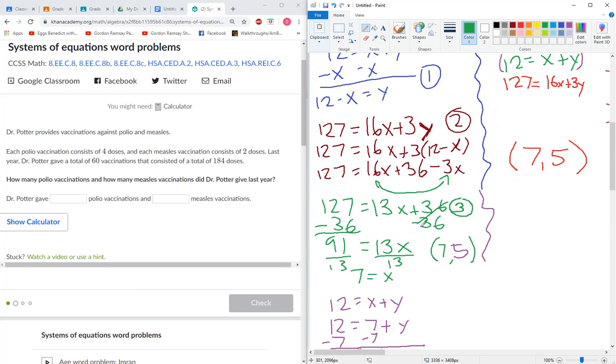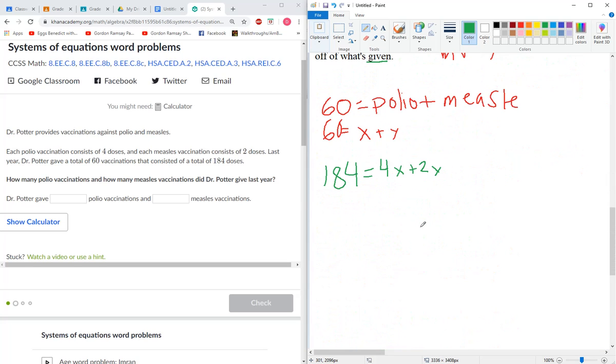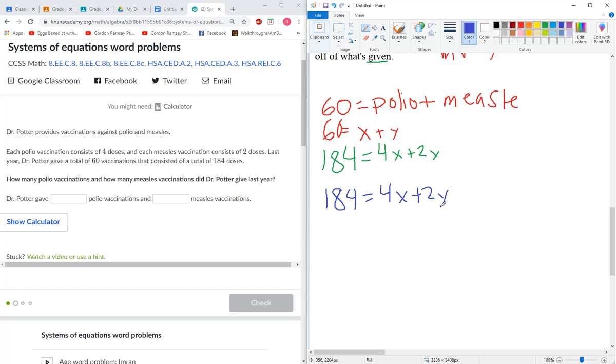Now, I'm just going to move this here because why not? And then let's see what we got. I'll use blue. I'm going to use elimination method for this one. If you would like me to use substitution, I can do that again in virtual. I just think that elimination is a little bit faster for this. So we got 184 equals 4x plus 2y. Now, it does not matter which one I put on top. I'm putting this on top because I just want the bigger number on top.